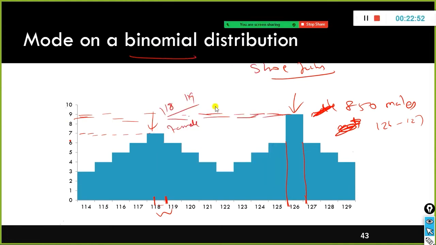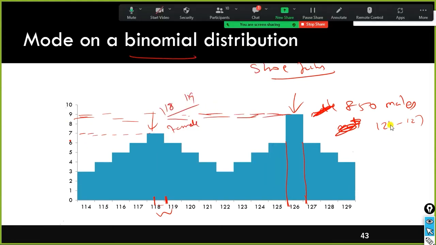7 and 9. What do you mean by 7 and 9? 7 and 9. Superb, right? Yes, Mala. Majority of the female shoe sizes, you will produce this one. Between 118 to 119, this size of the shoes you produce more for female. Between 126 to 127, for this size you produce more. Why? Because this size is used by majority of the males. 850 males in the population, their shoe size is this one.